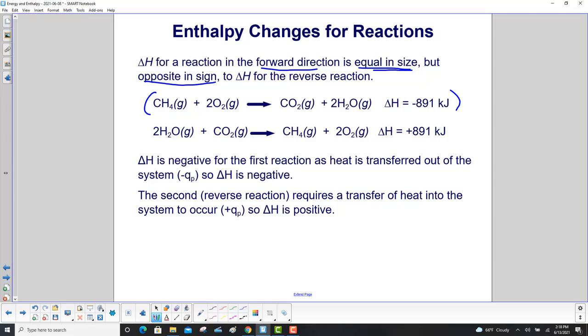The second reaction is the reverse reaction. In this case, we have water plus carbon dioxide gives us methane plus oxygen. In this case, it requires a transfer of heat into the system to occur. We have a plus Q sub P, so delta H is positive.